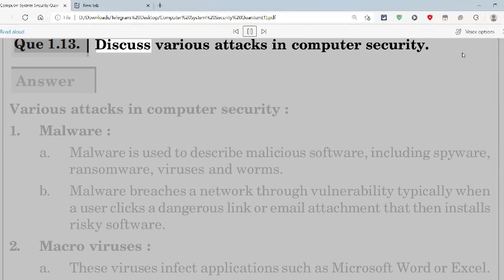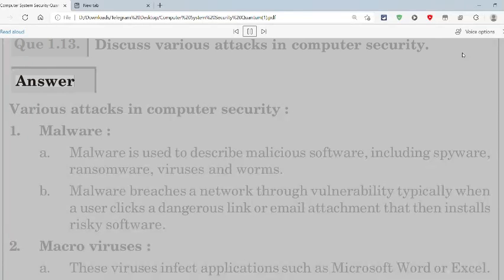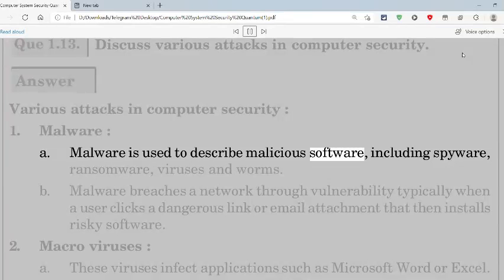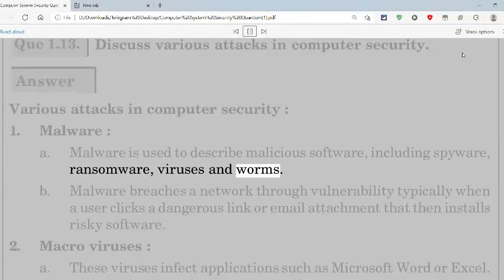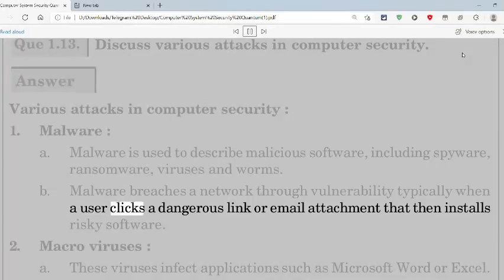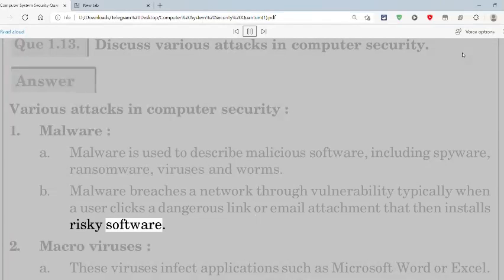K1.13. Discuss various attacks in computer security. Answer. Various attacks in computer security. 1. Malware. A. Malware is used to describe malicious software, including spyware, ransomware, viruses, and worms. B. Malware breaches a network through vulnerability, typically when a user clicks a dangerous link or email attachment that then installs risky software. 2. Macroviruses.